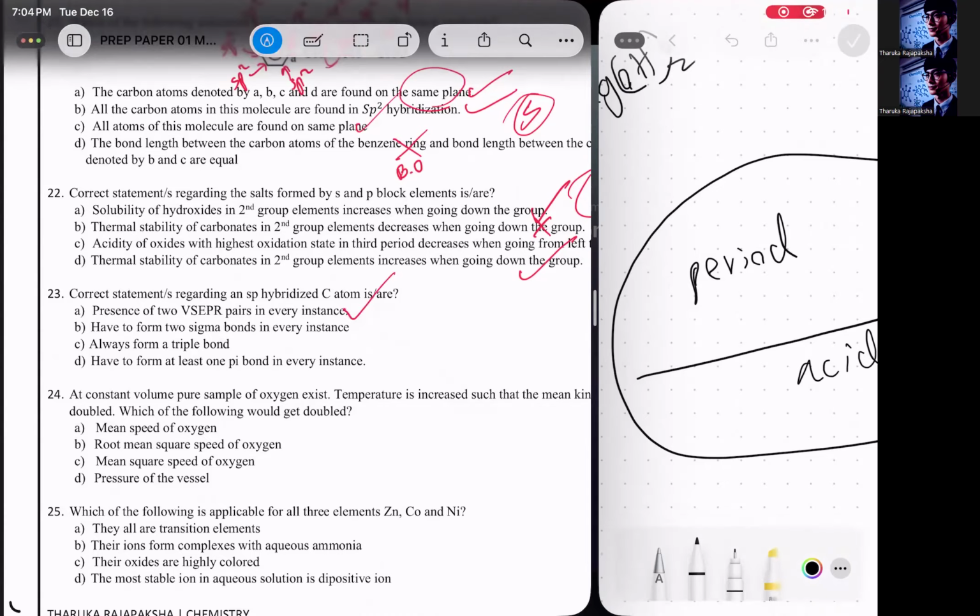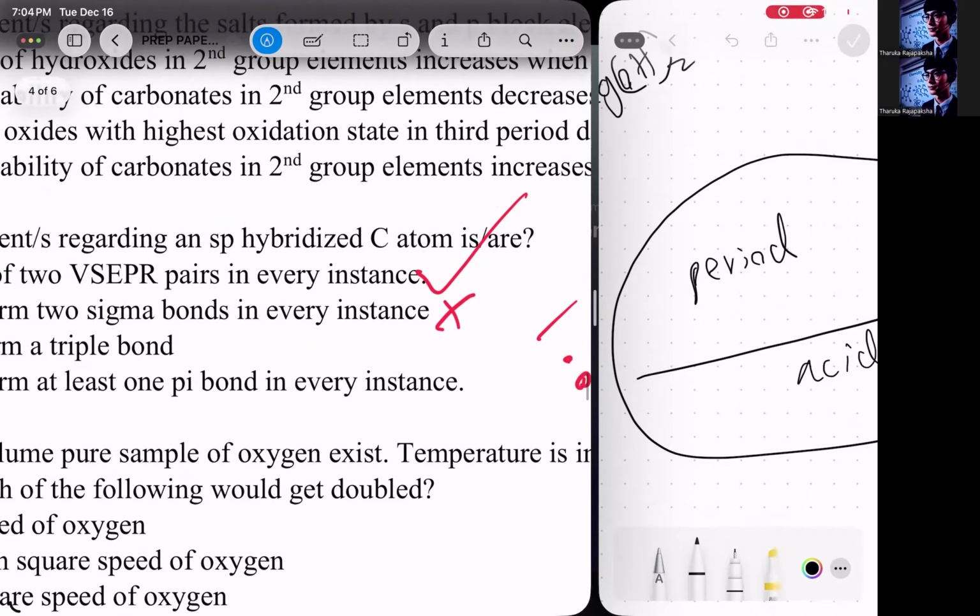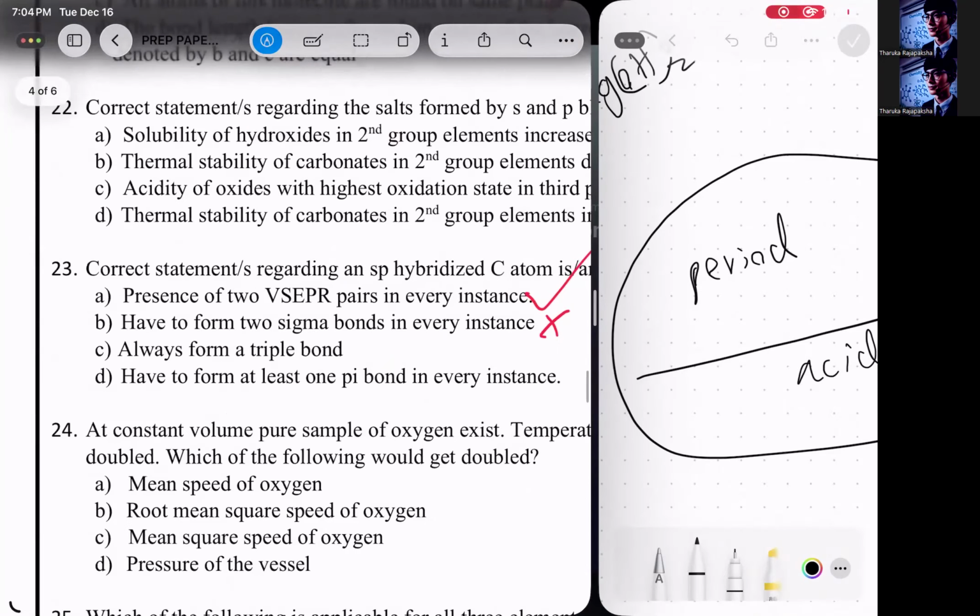23rd one, correct statements regarding an sp hybridized carbon atom: A, presence of two VSEPR pairs in every instance. Of course, when sp, it means two VSEPR pairs. B, have to form two sigma bonds in every instance. Yes, people, there should be two sigma bonds if it is sp hybridized? No, people, no. For example, carbon monoxide, check will you? Carbon monoxide, this carbon contains two electron pairs like this and with a negative charge. People, this carbon is sp hybridized, but it has only one sigma bond. That's not correct.